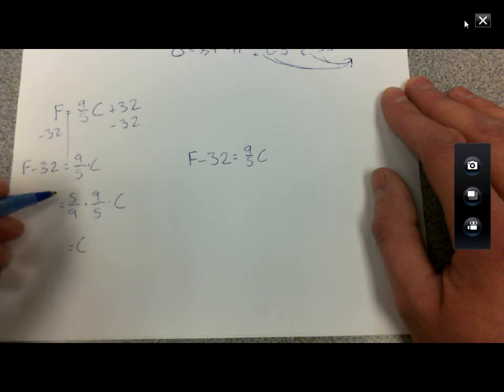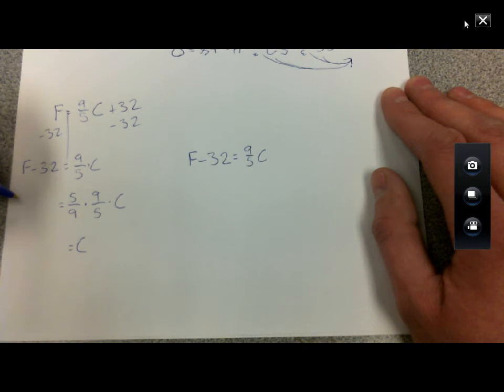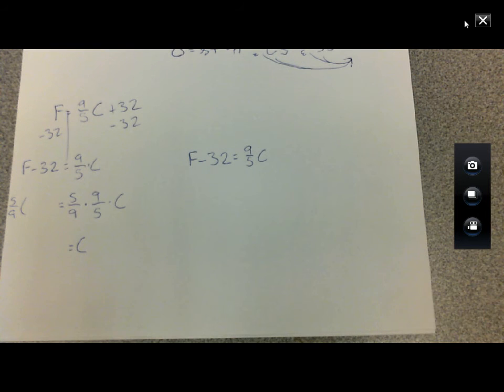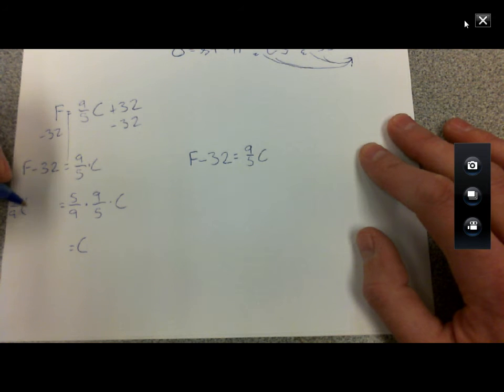That was the idea of getting rid of that 9/5, to make it into just 1C, and C is now isolated and by itself. So I need to multiply the other side by 5/9. But I do need to multiply everything by 5/9, and that is important. You can't just do 5/9 times f. It's 5/9 times the entire side. It's everything on either side of that equal sign. So it'd be 5/9 times f minus 32.